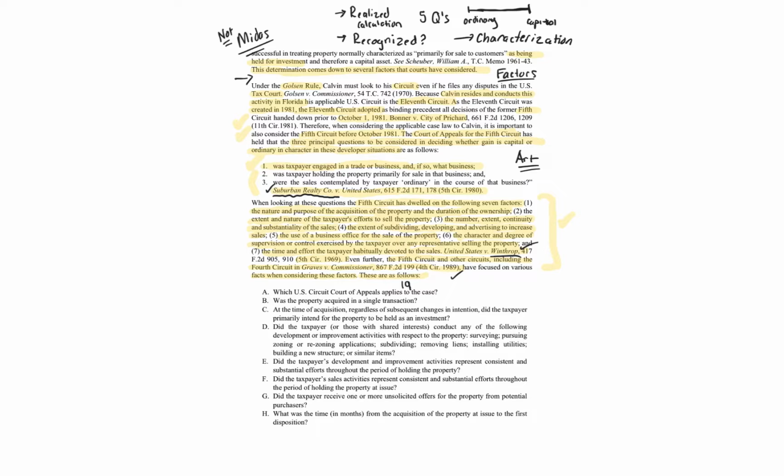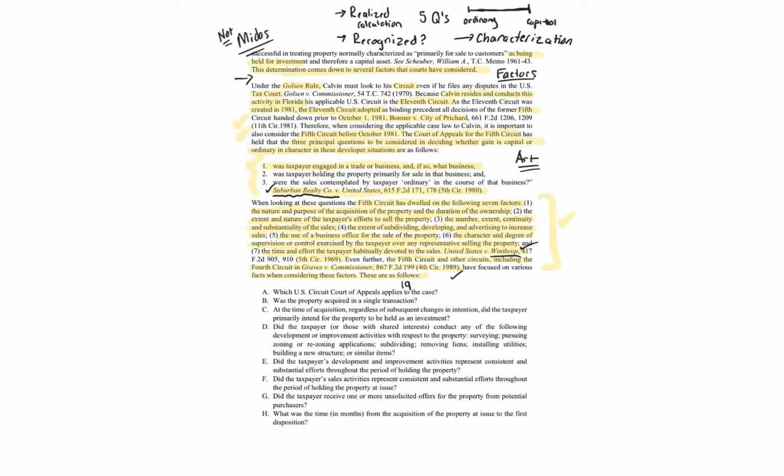F, did the taxpayer's sales activities represent consistent and substantial efforts throughout the period of holding the property at issue? Again, similar idea. If it's more consistent throughout, it seems more like income, but if not, it's more like you're just purchasing property, thinking that it's going to just go up in value in a period of time. Maybe there's an economic boom coming. You're predicting speculation, just like with stock.